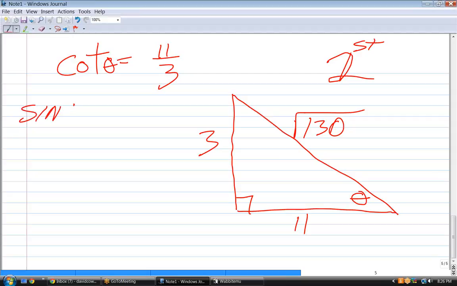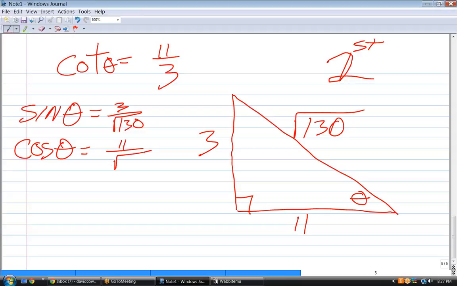What's sine of theta? And notice I don't ever figure out what theta is. I don't know what theta is. I don't care. What's sine of theta? That would be 3 over root 130. Yeah, let's not worry about rationalizing it at the moment. Is that a plus or minus in front of it? That would be a plus. Okay, what's cosine of theta? That would be 11 over root 130. What's the plus or minus sign on that? Negative. What's the tangent of theta? 3 over 11.